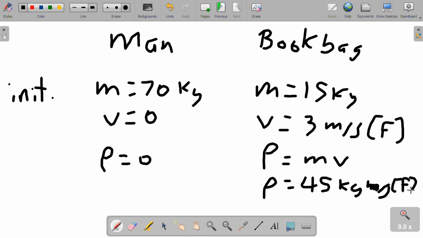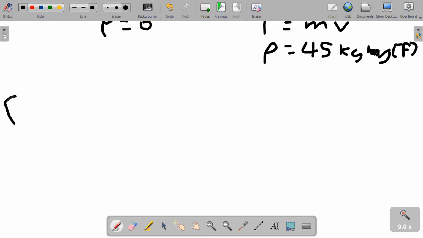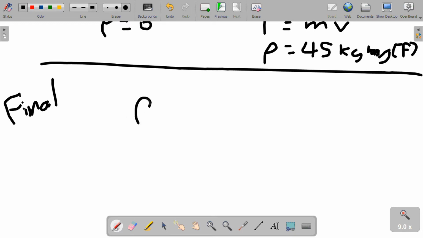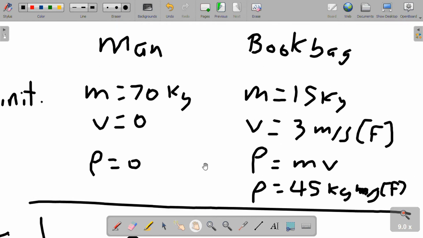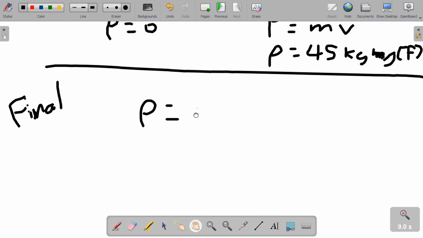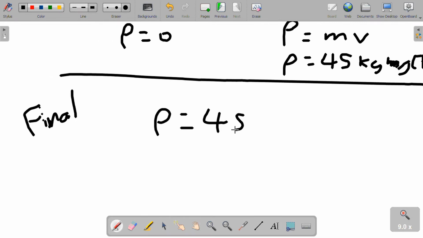After the collision, so after the bag hits the man, the system of the man with the book bag together is going to have a final momentum equal to the initial momentum. So finally, the final momentum of the entire system is going to be the same as the initial momentum of the entire system. The initial momentum of the entire system was 0 plus 45 kilogram meters per second forward. So the final momentum of the system is also 45 kilogram meters per second forward.